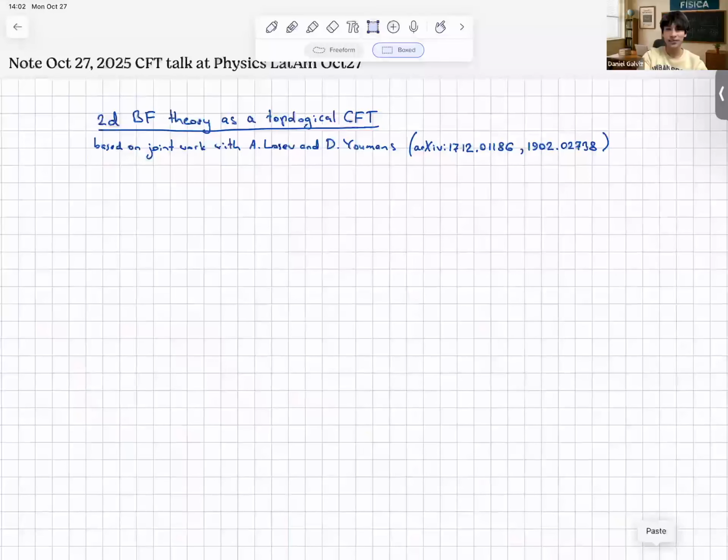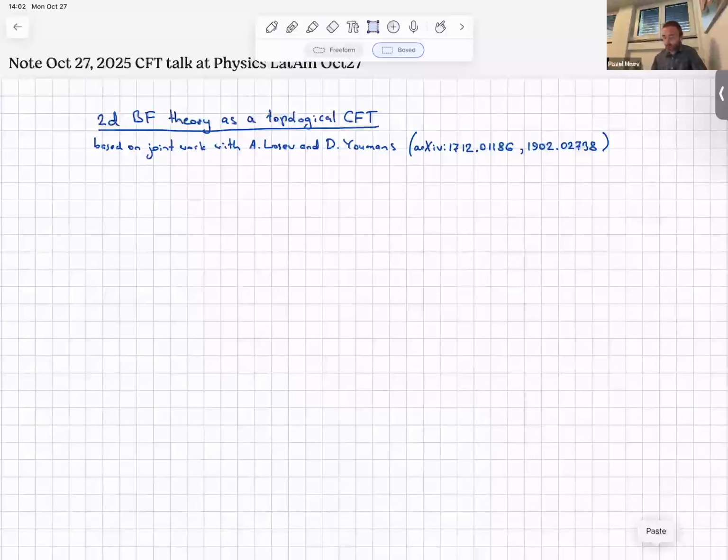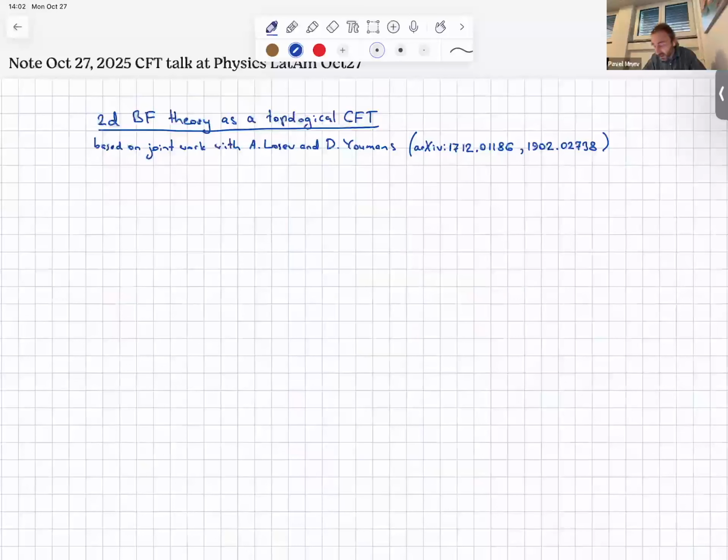Thank you very much, and thanks very much for the invitation. I wanted to talk about two-dimensional BF theory, and with a particular gauge fixing. It turns out that it can be studied as a conformal field theory, and as a sort of nice toy test case for various things in conformal field theory. Moreover, it has a bit more structure than just a CFT. It's what's called a topological CFT, and even more structure.